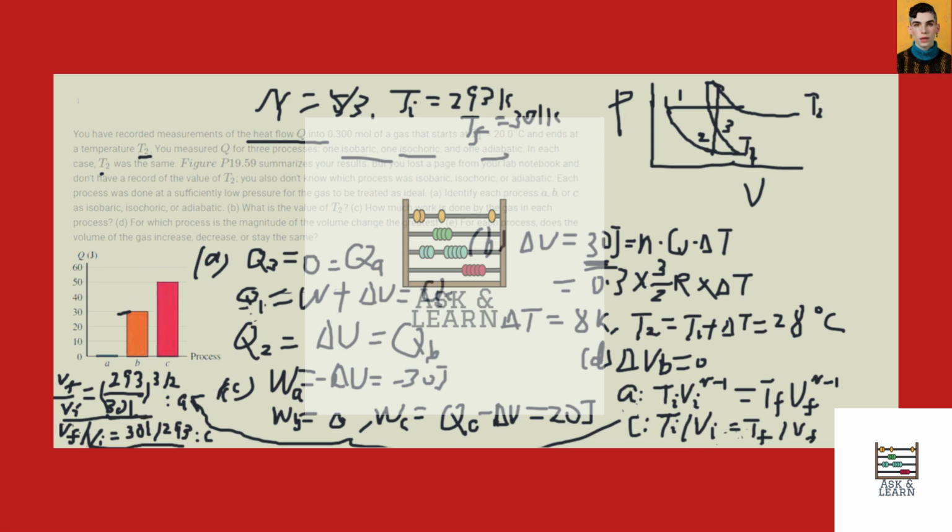For part E, we want to know if the volume decreases or increases for the three processes. You can also find this from the previous calculation. For process A, this is the final and this is the initial, so it decreases. For process C, the V final is larger, so it increases. And for process B, the volume is constant. Okay, that's it.